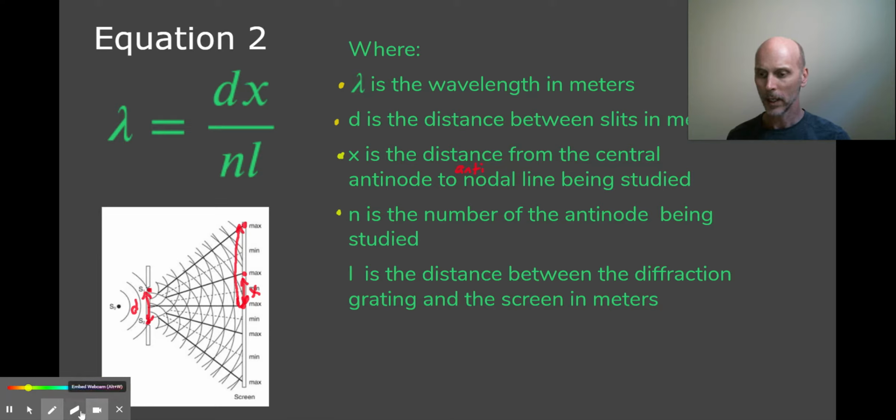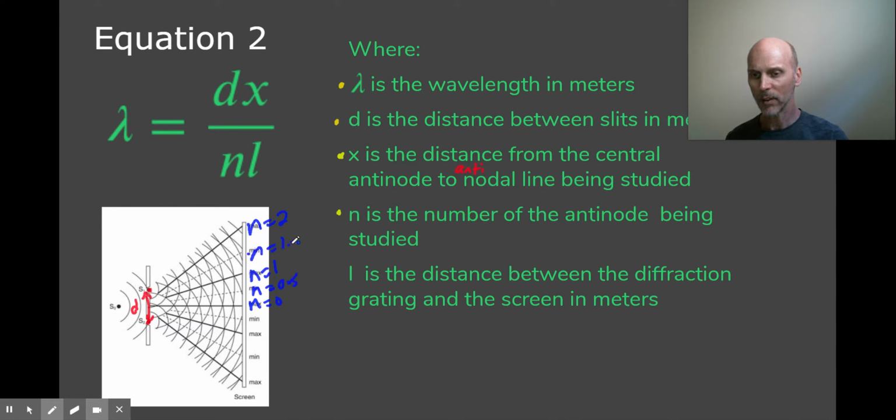So again, in the case of these bright spots, we could number them. If you did this, you might get a piece of tape on the wall and actually number these things and say, okay, this is n equal to 0. Here's my n equal to 1 on this side, n equal to 2. And again, we can think of the minimum as n equal to 0.5. Here, it would be n equal to 1.5. So n is the number of the antinode or node being studied.